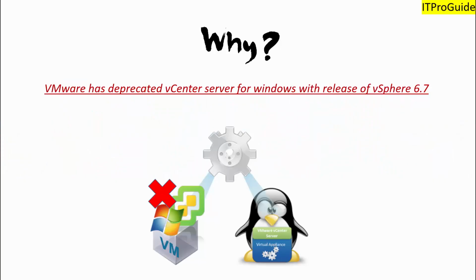Why is it recommended to upgrade a VMware vCenter Windows version from a Windows operating system to an Appliance? Because VMware has deprecated the vCenter server for Windows with the release of vSphere 6.7. So it is time to prepare yourself to migrate or upgrade from Windows vCenter to a vCSA appliance.